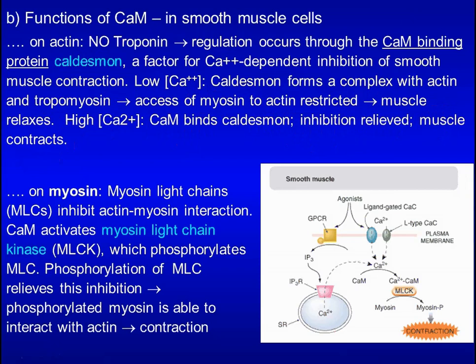Calmodulin also regulates myosin. When the calcium level is low, myosin light chain inhibits actin and myosin interaction. When calcium level is high upon cell signaling, calmodulin activates myosin light chain kinase. This kinase then phosphorylates myosin light chain. Inhibition is lifted. Muscle contracts.